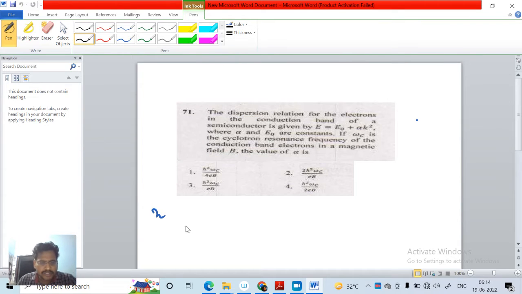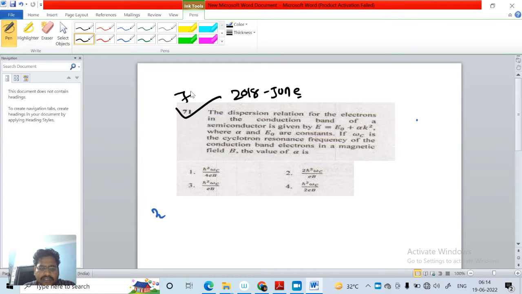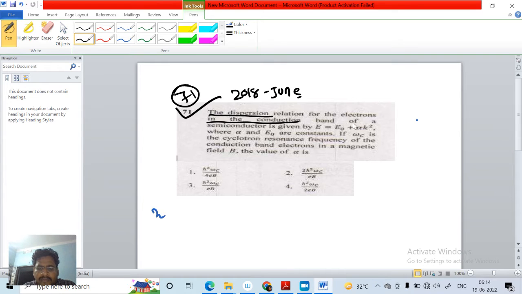Okay, today we'll discuss one problem which appeared in the NET examination in June 2018, question number 71. The question is something like this: the dispersion relation of the electron in the conduction band of a semiconductor is given by this relation. The dispersion relation is actually the relation between energy and momentum.